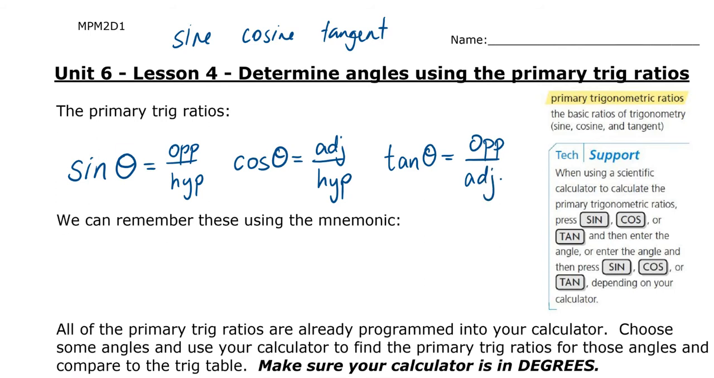And so these are what we call the primary trig ratios. They're like equations. You can solve for certain values. And on your calculator, you have them too. And I'll show you momentarily how they work.